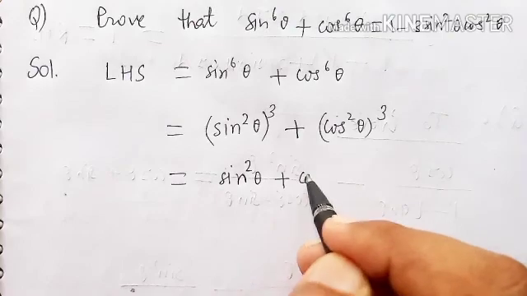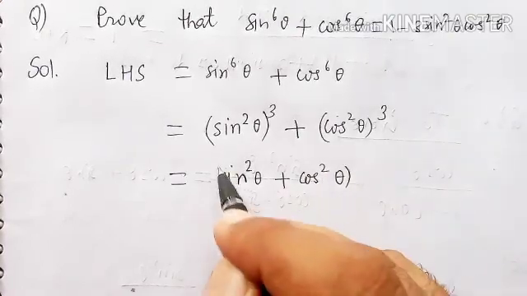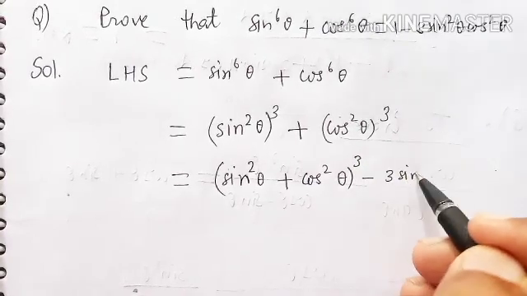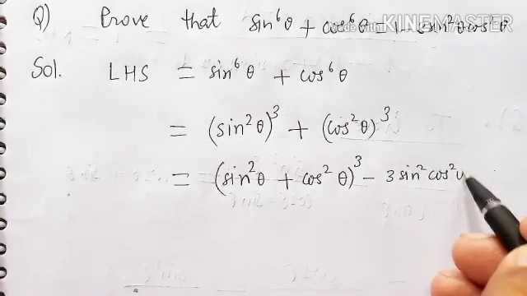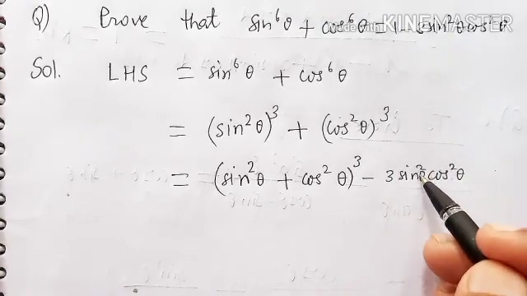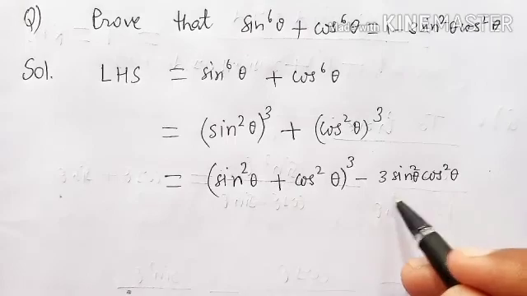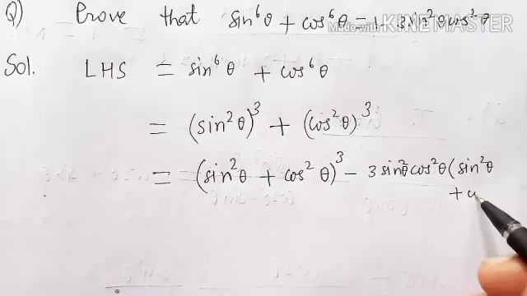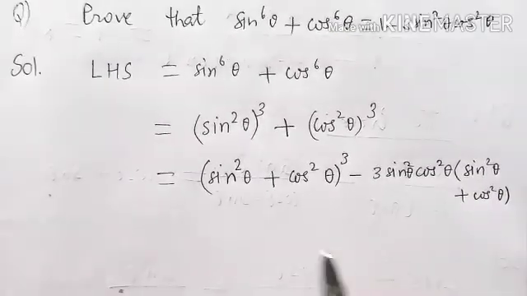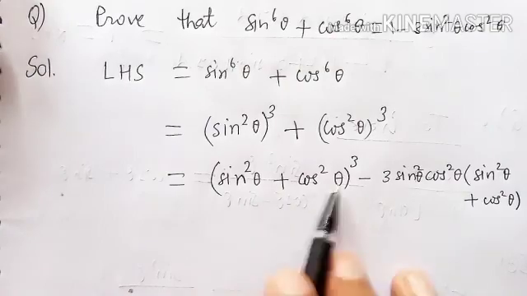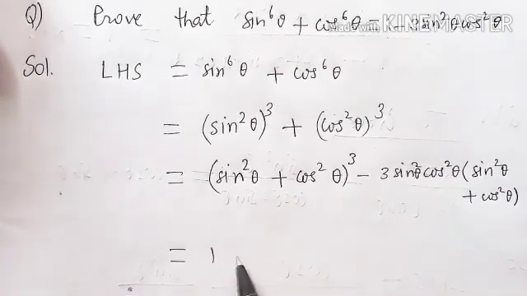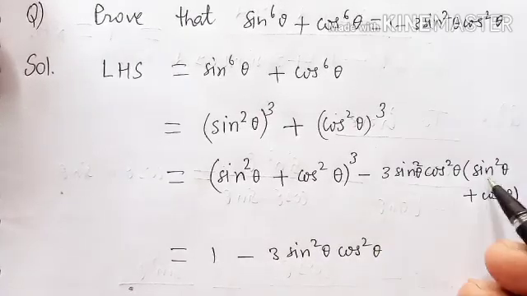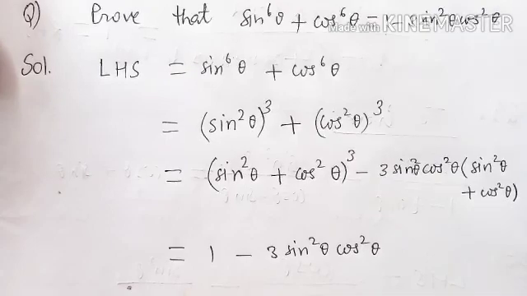a plus b whole cube minus 3ab into a plus b. We know that this is 1, so 1 cube is 1. This also gives the value 1. So this is our RHS.